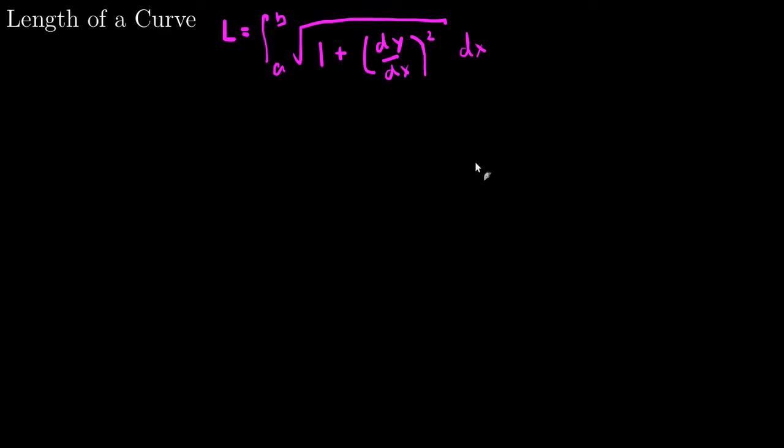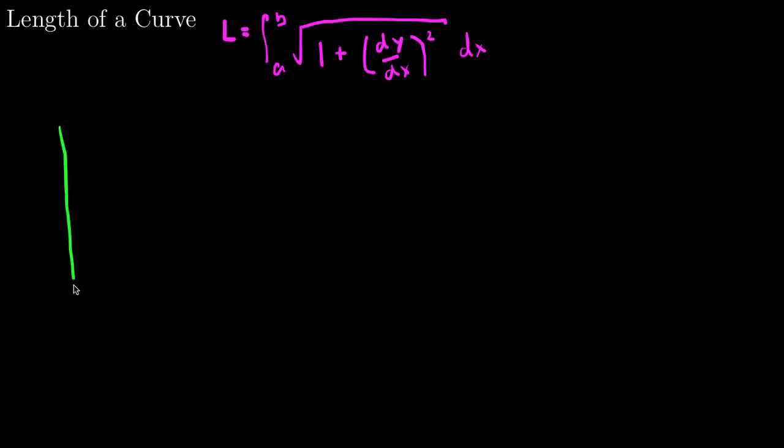So the length will equal the integral from a to b of the square root of 1 plus dy dx squared dx. But let's see how this came about. I'll get to some examples afterwards, but here's the idea.